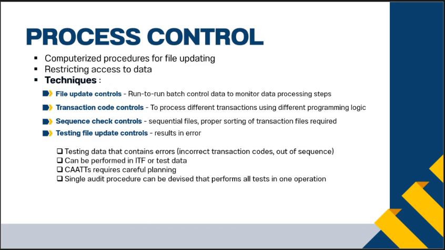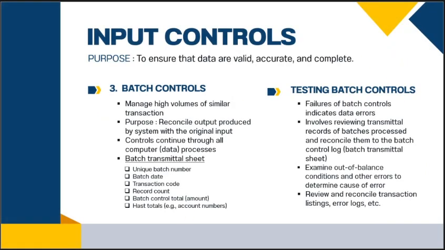Now, for testing batch controls po, it involves reviewing transmitted records of batches process and reconcile them to batch control log. Then examine out of balance condition and other errors to determine cause of error. So, to test po yung batch control, yung mga output of the balance condition, ang ginagamit po dito usually is yung type po ng generalized audit software natin, which is yung ACL. So, dahil yung mga command po ni ACL, like yung profile total count, ayan, so makikita po ni auditor kung ano po yung tamang batch total, tamang count nung sa batch process natin. And then, review and reconcile transaction, listing errors, logs, etc.